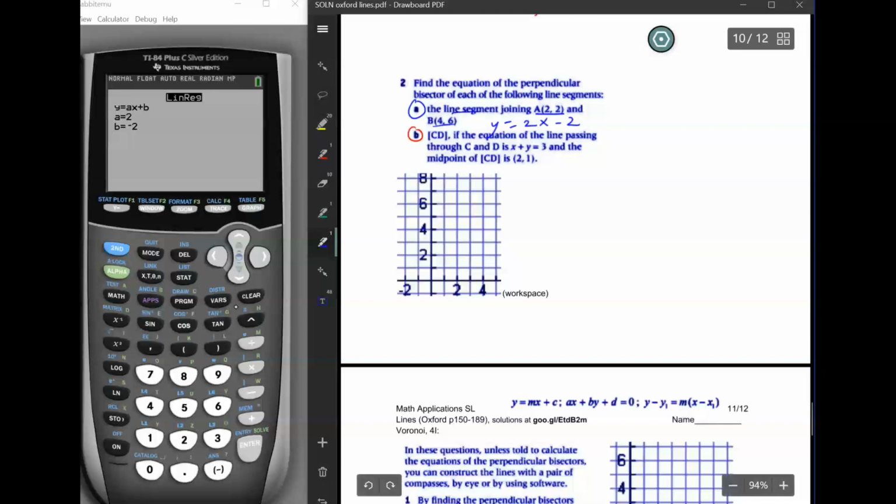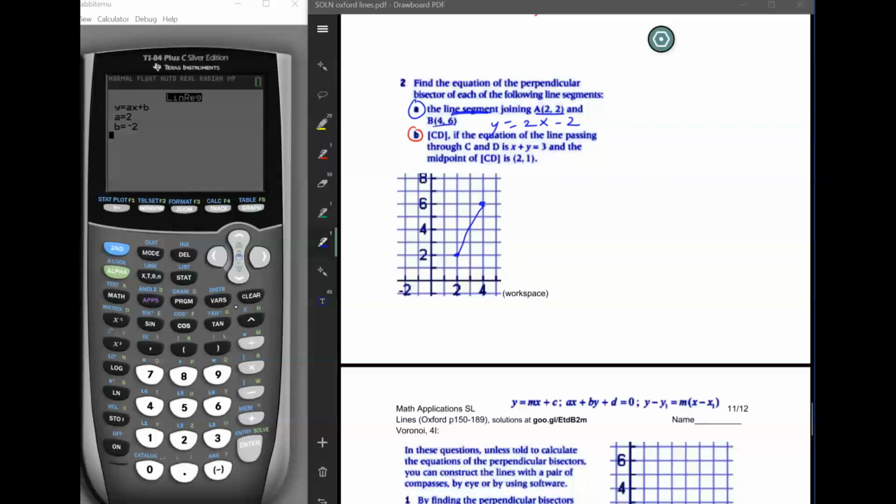And what is the difference between a line and a line segment? The line segment doesn't extend past the endpoints. And the endpoints here are (2, 2) and (4, 6). So there's my blue line segment. So what are the instructions again? Find the equation of the perpendicular bisector of each of the following line segments. Okay, so we want the perpendicular bisector first of this blue line segment.